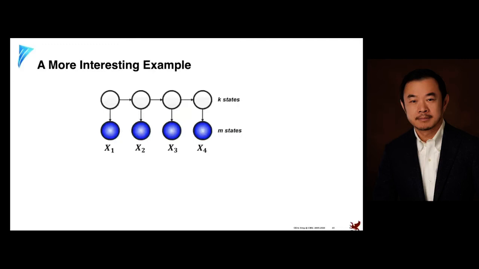We have now multiple hidden variables, each of which has k states, okay, and observations have m states. And now let's look at a bigger table, okay. Let's imagine that this is our joint probability table, and the rows are indexed by the states of the first two random variables. The columns are indexed by the states of 3 and 4.